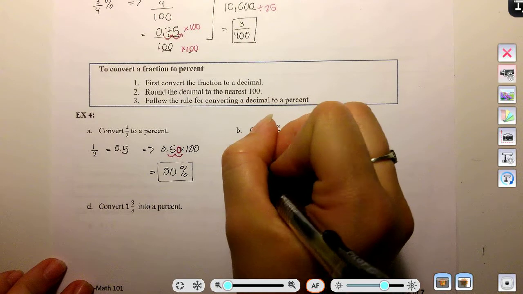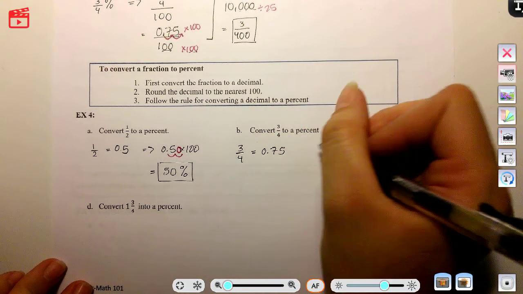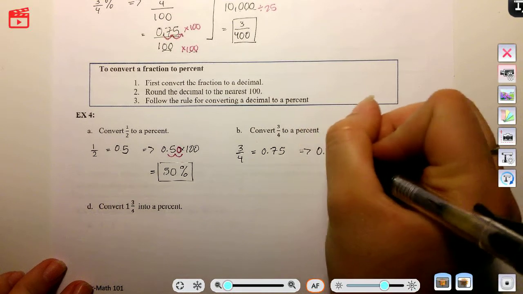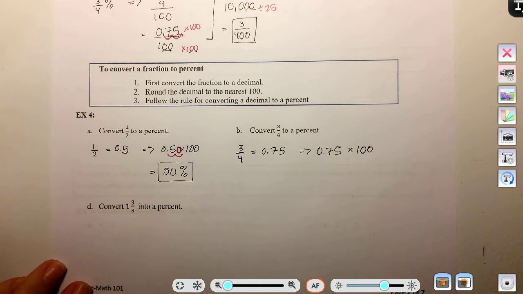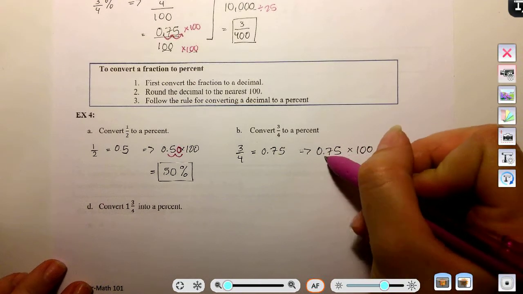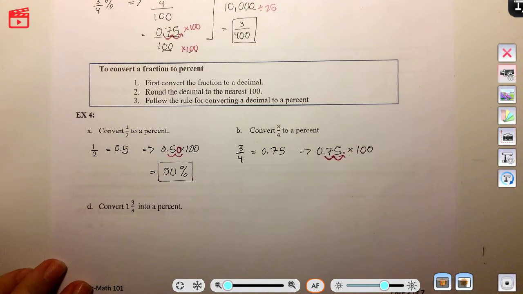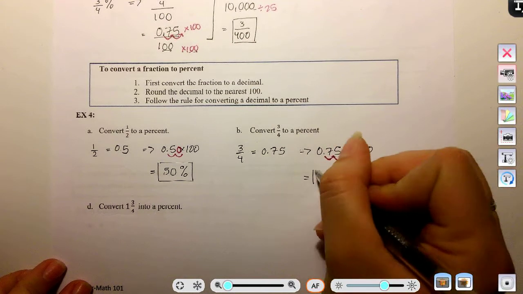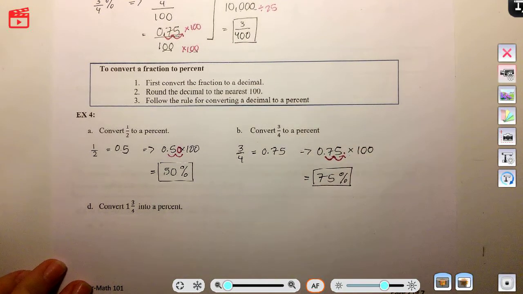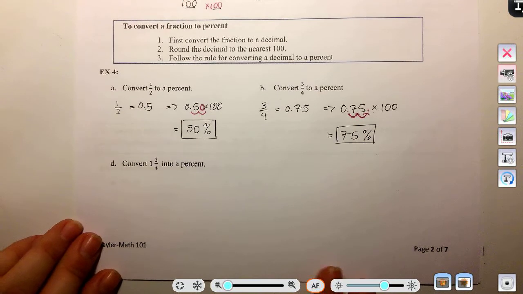All right, 3/4, we know that is 0.75. We're going to multiply 0.75 by 100 because we're working to change it into a percent. When we do that, we move the decimal place over how many times? Twice, and to the right. So we have 75, and then adding in that final percent symbol, 75%. So 3/4 of your test was correct. That's 75% of your test. Sounds good.